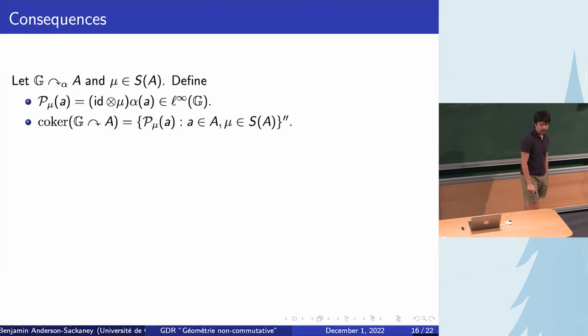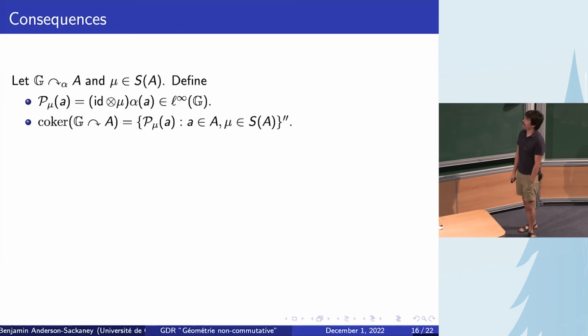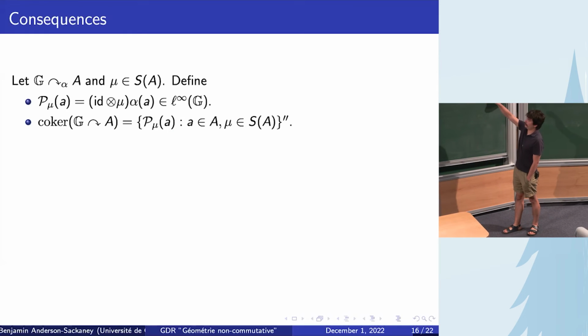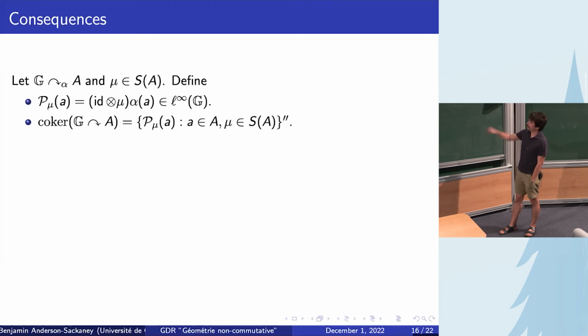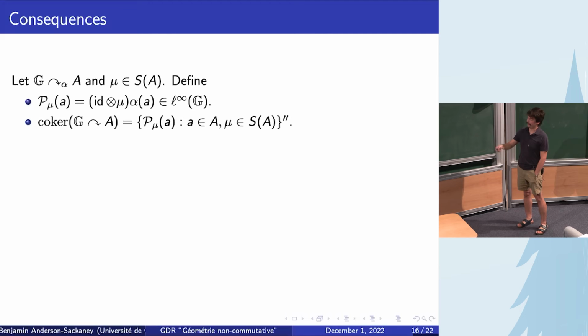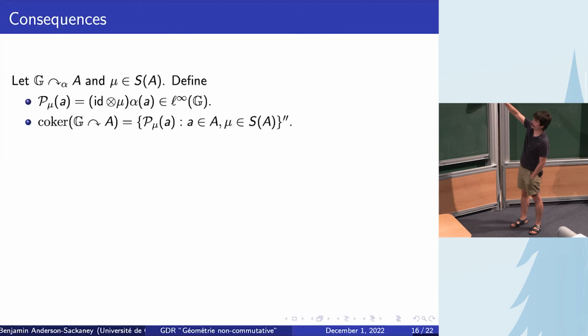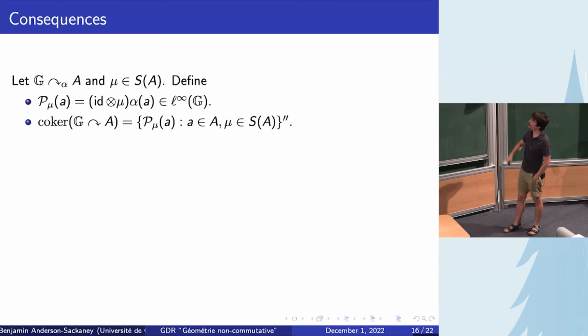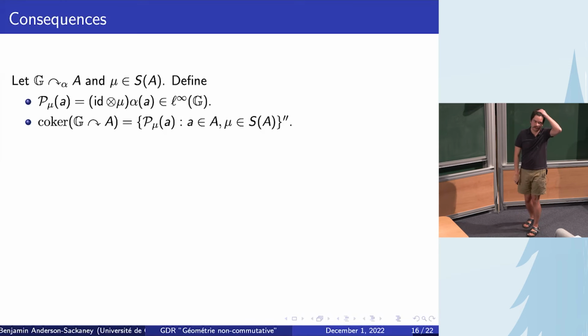All right. So with that, suppose we have a G C-star algebra and a state on this G C-star algebra. Then we can define these Poisson maps given by these states. Their ranges are in L infinity of G. And we define the co-kernel of a coaction to be the von Neumann subalgebra of L infinity of G generated by all of these Poisson maps.